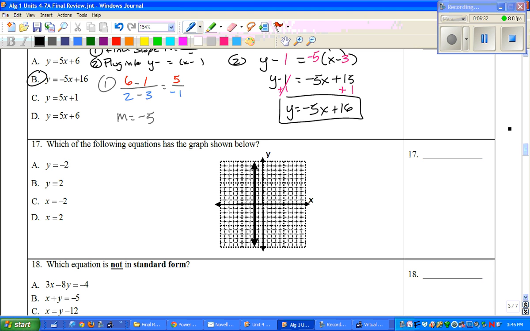Okay, which of the following equations has the graph shown below? Now, we've talked about horizontal and vertical lines. This is a vertical line. Vertical lines are always x equals. So I'm going to cross out those two, because I know they're not right. Now, let's look to see where it crosses right there. That crosses at negative 2, so x equals negative 2.